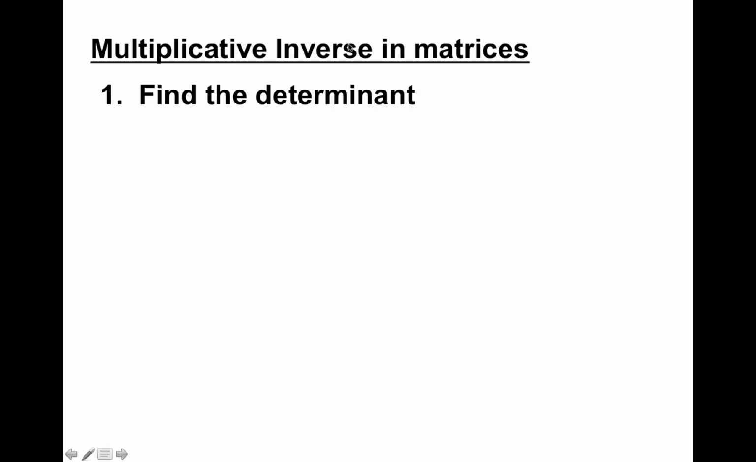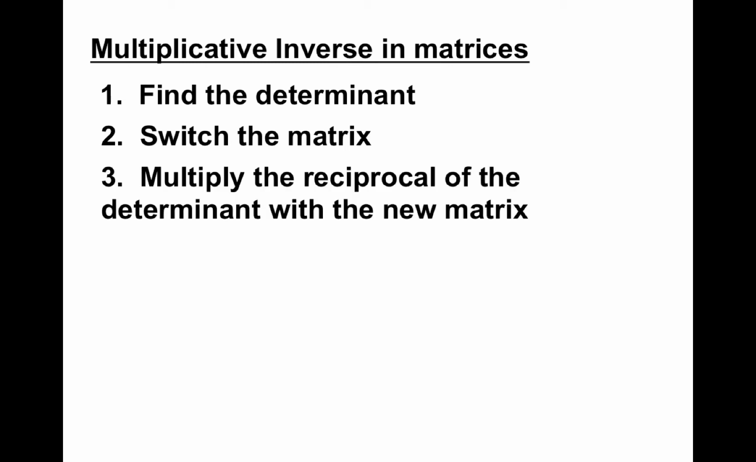A multiplicative inverse is when a number times its reciprocal is 1. To find the inverse of a matrix, it's a little bit more complicated. Step 1 is to find the determinant: cross multiply minus cross multiply. Then you're going to switch the matrix in a pattern I'll show you in a second. Then you multiply the reciprocal of the determinant with the new switched matrix.